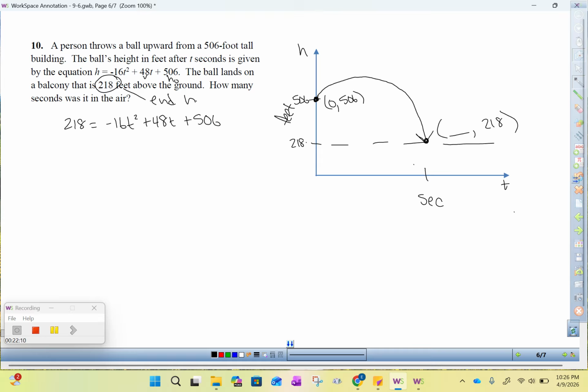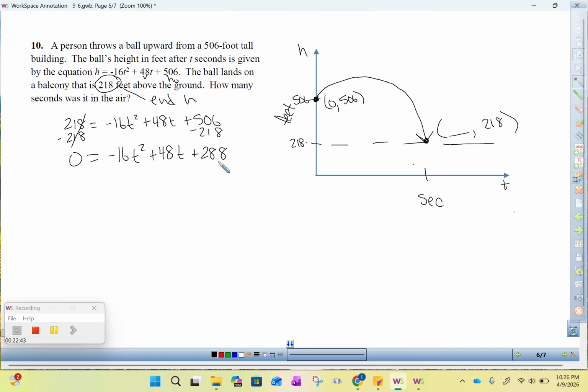From here, remember the first step is to get my equation equal to 0. And just like the last time, we're going to just subtract over that constant, minus 218 on both sides. This side cancels out to 0. If you want to switch that over at this time, you're more than welcome to. I usually do it in the next step. Okay, 506 minus 218 is 288.